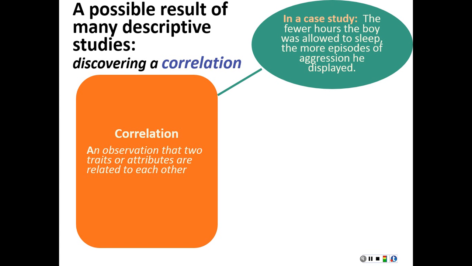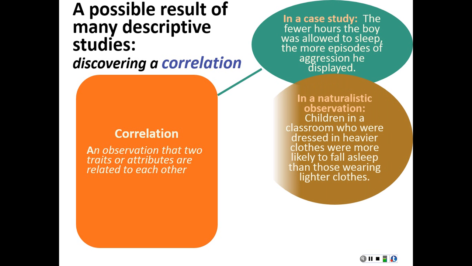Okay, so in a case study, the fewer hours the boy was able to sleep, the more episodes of aggression he displayed. That would be the observer noticing that these two things seem to go together. Sleep deprivation was associated with aggression the next day. So correlations are when you notice that two things are going together. In a naturalistic observation, children in a classroom who were dressed in heavier clothes were more likely to fall asleep than those wearing lighter clothes. So we're noticing that what you wear is associated with the probability of you falling asleep during class.